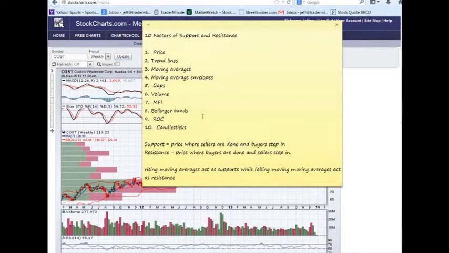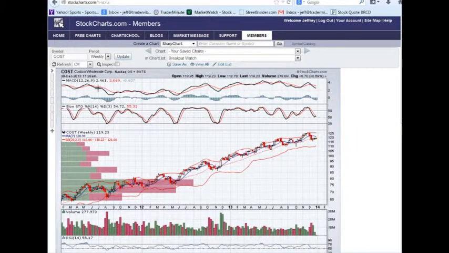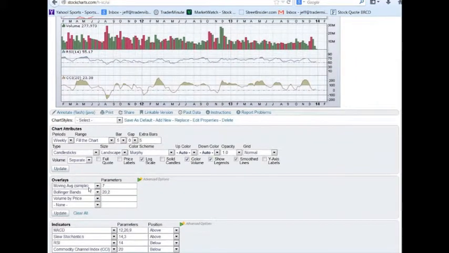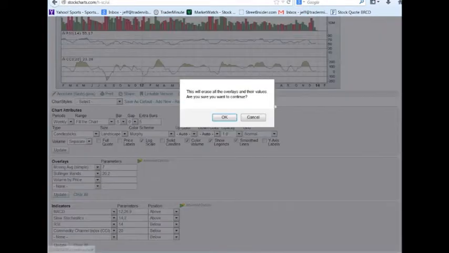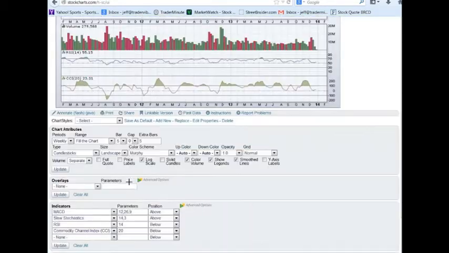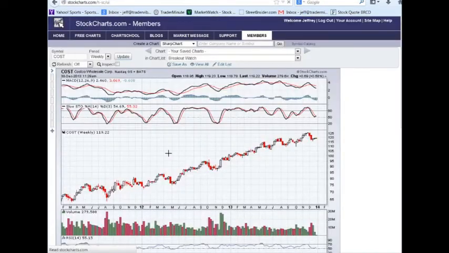Now the next 3 factors are actually technical indicators, and there are thousands of technical indicators out there. But the 3 I'm going to show you are my 3 favorite when it comes to identifying support and resistance. So let's put them all on. Let's clear everything else out, and our indicators. Let's just put these 3.